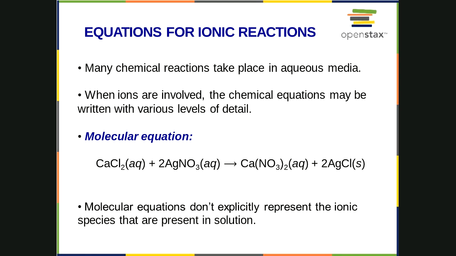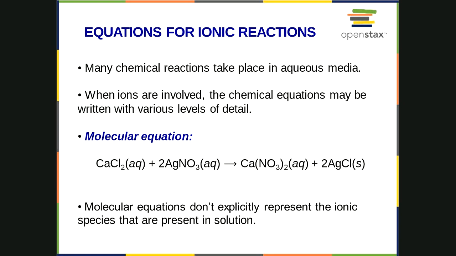We have calcium chloride plus silver nitrate, and we're producing calcium nitrate and silver chloride as products. Even though these are ions and ionic compounds, because the formulas resemble molecules, we refer to this as a molecular equation, even though it's kind of a misnomer because there are actually no molecules involved in this reaction. It's all ionic compounds. But if we represent ionic compounds in a way similar to a formula for a molecule, we still refer to it as a molecular equation. So that's one level of detail.